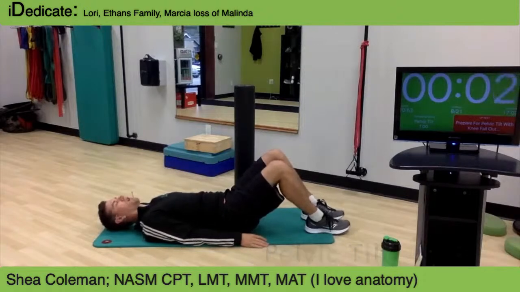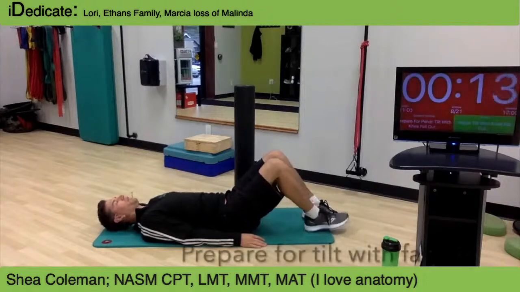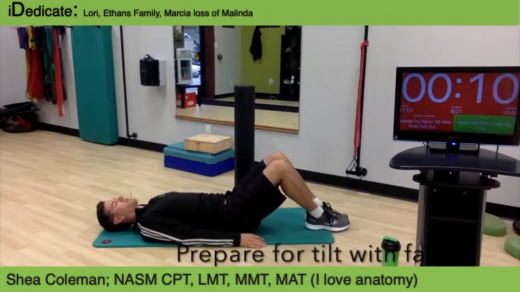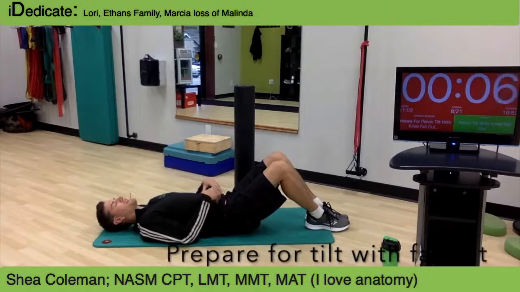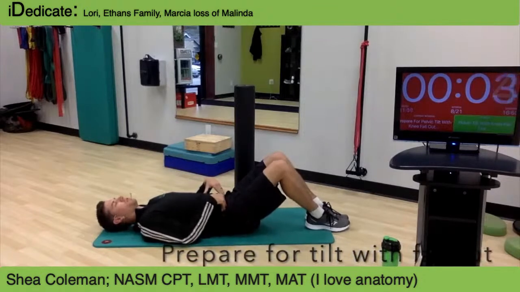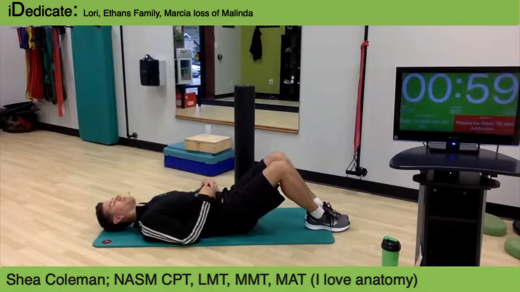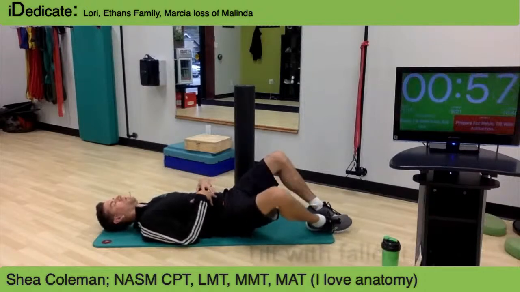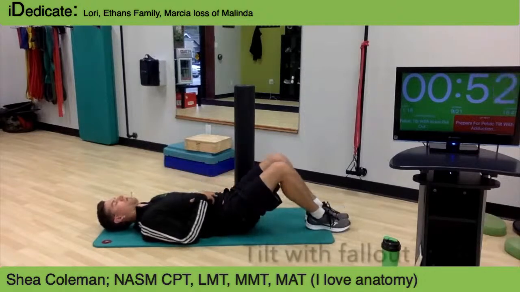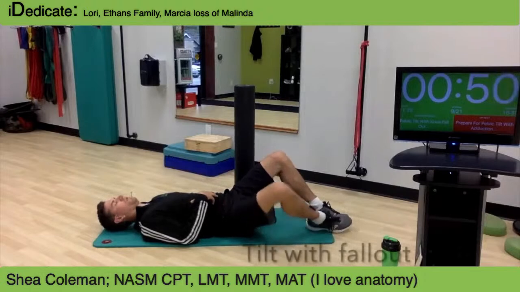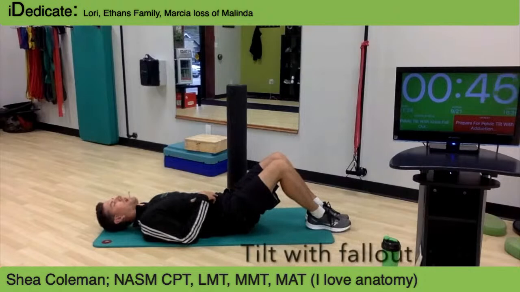3, 2, 1. Prepare for pelvic tilt with knee fall out. Okay. Pelvic tilt with knee fall out. 3, 2, 1. Pelvic tilt with knee fall out. Again, as your knee's going out to the side, you should be really light on your feet, keeping that core compressed, and there should be no tilting or movement, rolling in the pelvis at all.